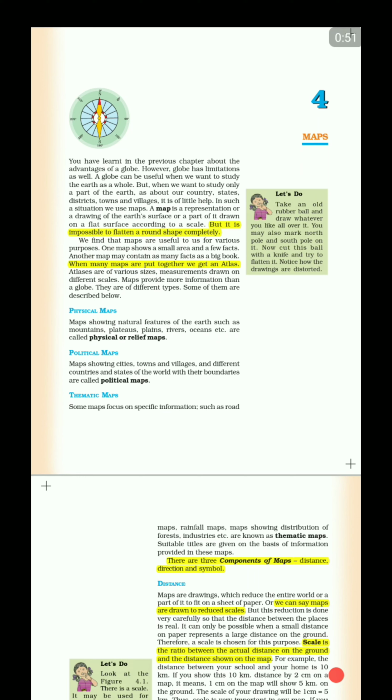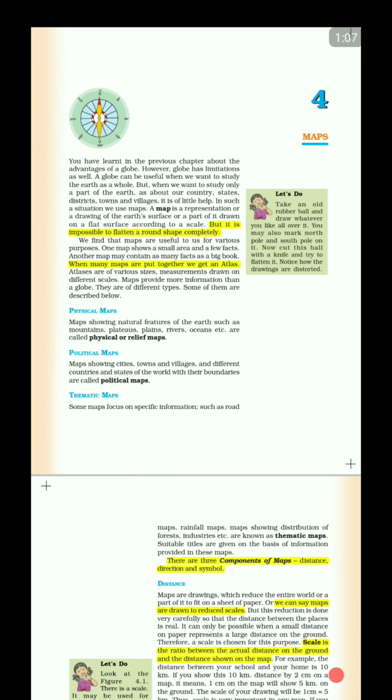When maps are put together, it's called an atlas. That was a new thing for me, right? What is an atlas? Maps put together, we get an atlas. There are three kinds of map: physical map, political map, and thematic map.